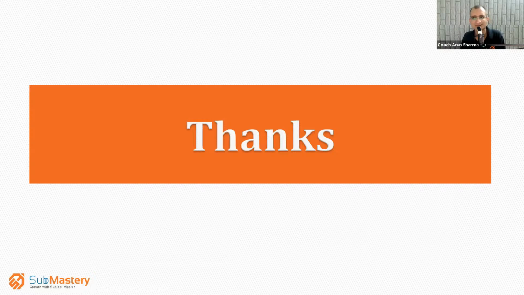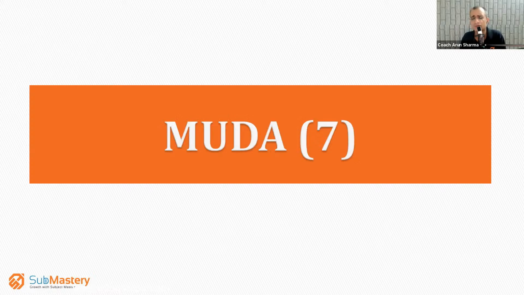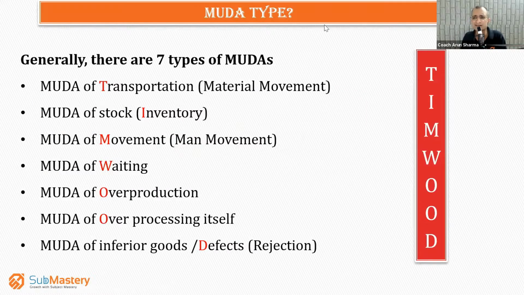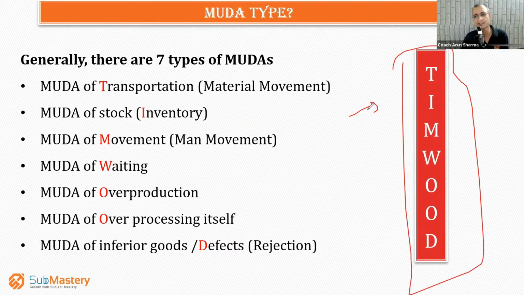Let us move further. Now let's look at the different types of Muda, right? These are the 7 types of Muda, and the easy way to remember them is just to remember one word, which is TIMWOOD. Make this TIMWOOD your friend. If you make TIMWOOD your friend, as I said, that is how you will develop an eye for abnormality.